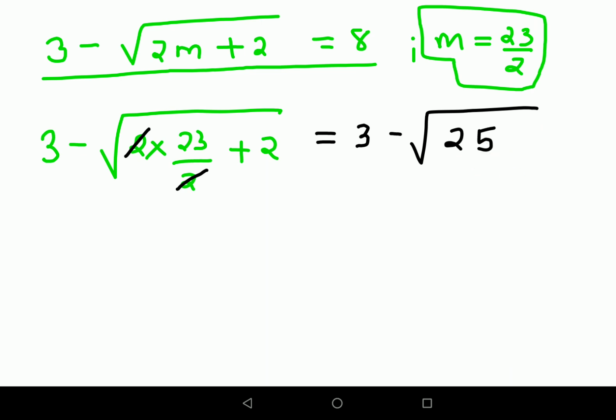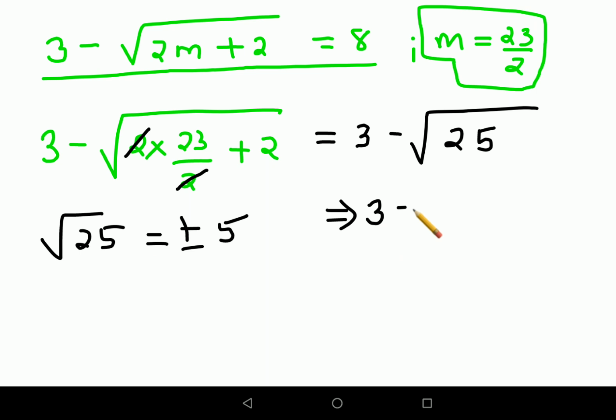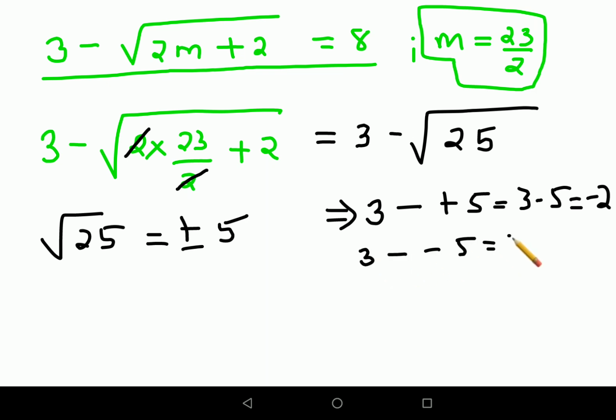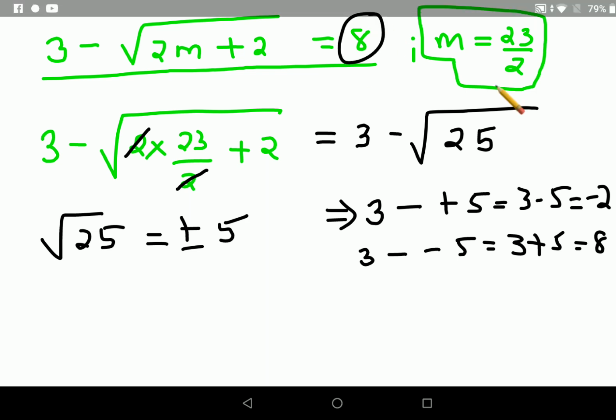Now please understand, a lot of you must have thought that root of 25 is plus minus 5. So if we do 3 minus plus 5, that gets you 3 minus 5, that is minus 2. Or we do 3 minus minus 5, that gets you 3 plus 5, that is 8. Then you must have thought that this is your RHS, so obviously my answer is correct. But no, dear friends, that is absolutely wrong.